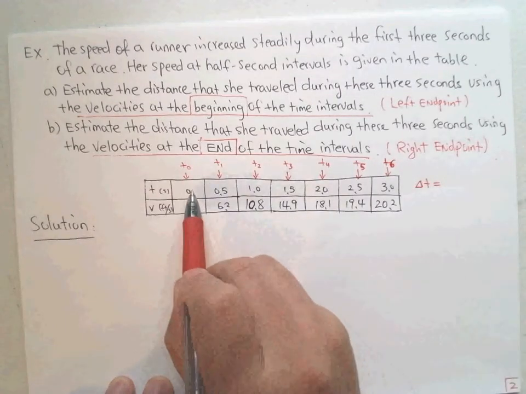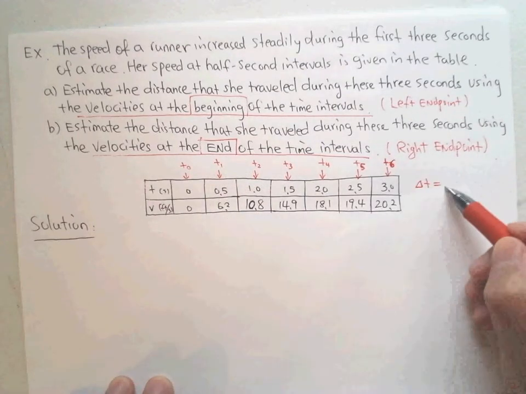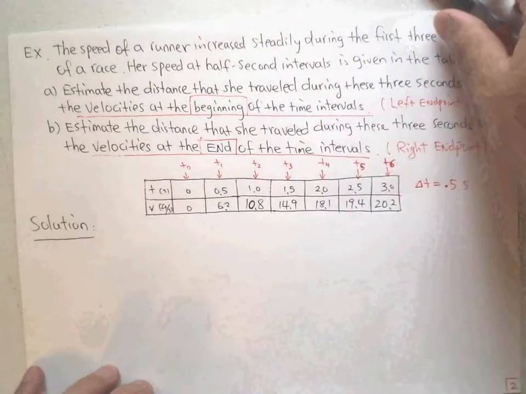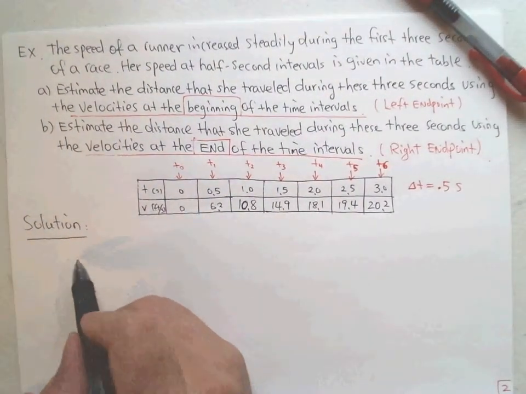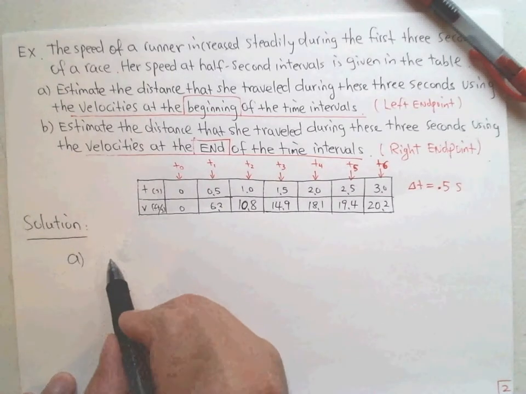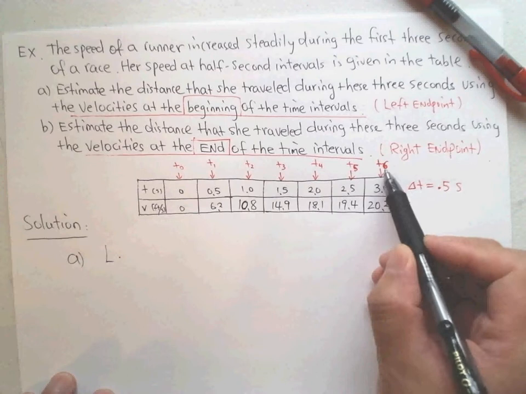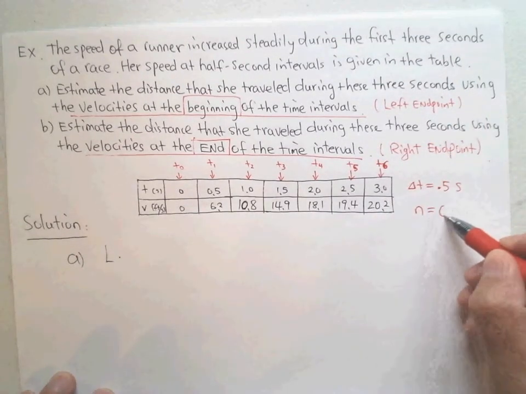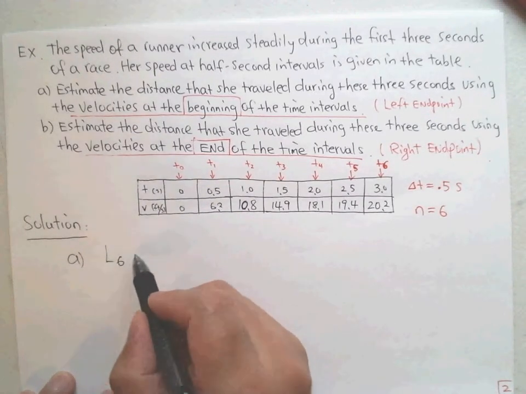The increment delta t is the same this time. Why? 0.5, 0.5, 0.5. It's 0.5 seconds. So this is the setup. Now we can use the formula, right? The first one is easy now. We need to use the left endpoint, which means L. How many? N equals 6, right? Here we can find out what N is. N equals 6. So L6 equals what?